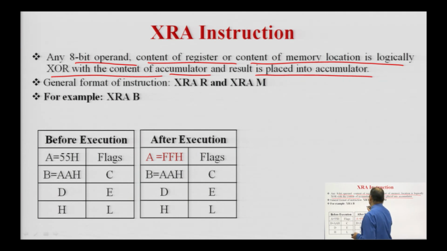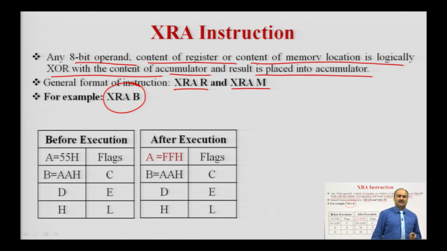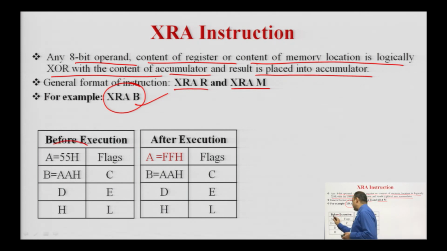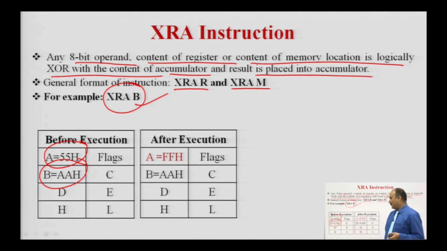The general format of this instruction is XRA R and XRA M. For example, XRA B: in place of register R, the B register is used, which is a general purpose register. This register is used to hold the 8-bit data. Before the execution of the XRA B instruction, the content of accumulator A is 55H and the B register holds AAH. These are the contents of register A and register B respectively.